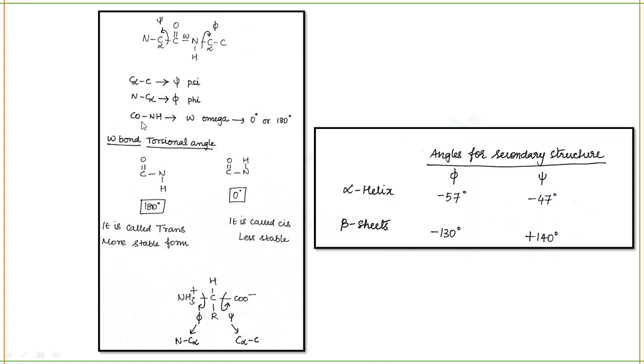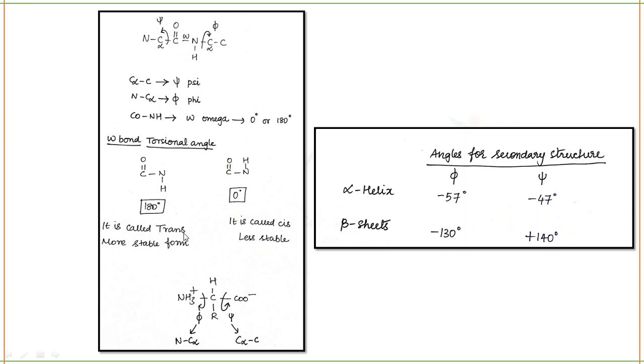For the omega angle, C double bond to NH will have omega. It has only two angles possible. It is very restricted in its rotation. One is 0 degree, the other one is 180 degree. In 0 degree it looks like this, which means C double bond and NH are in the same direction. At 180 degree, the C double bond will be in one direction and NH will be in the opposite direction. This is 180 degree and this is called trans.